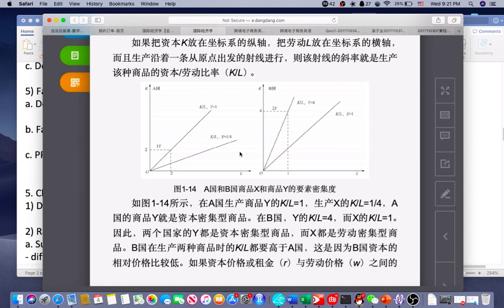But the B country produces 2 commodities, with K divided by L greater than A country. In this way, B country is capital abundant because B's capital relative price is lower.